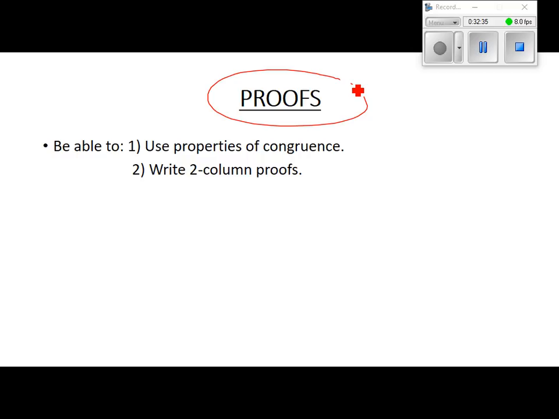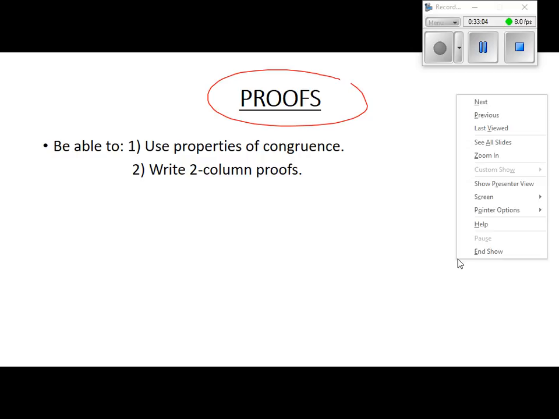Well, we're going to cover using properties of congruency. Last time we covered properties of what? We said it about 10 times already today. Equality. Properties of equality. Now we're going to talk about properties of congruency. So instead of dealing with things like x equals 5, we're going to deal with segments and angles. Be able to write 2-column proofs just like that last one that we just got done doing.